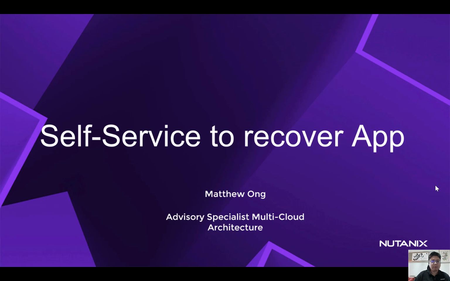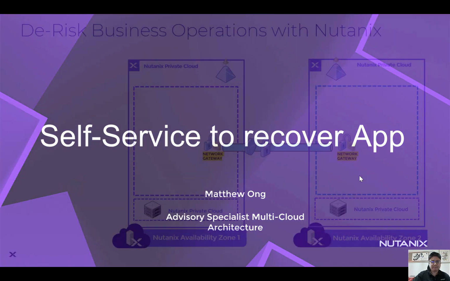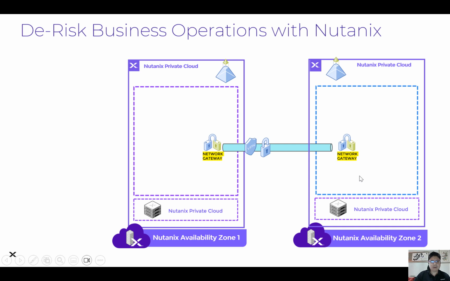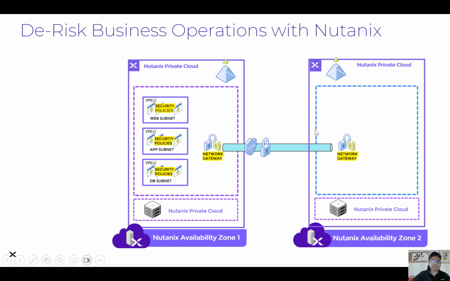Today, we want to look at how to use self-service to recover an application. I have two availability zones, as you can see in the picture. The first Nutanix availability zone will comprise the applications that we have over here. It can be a single VM or it can be multiple VMs in this particular availability zone.